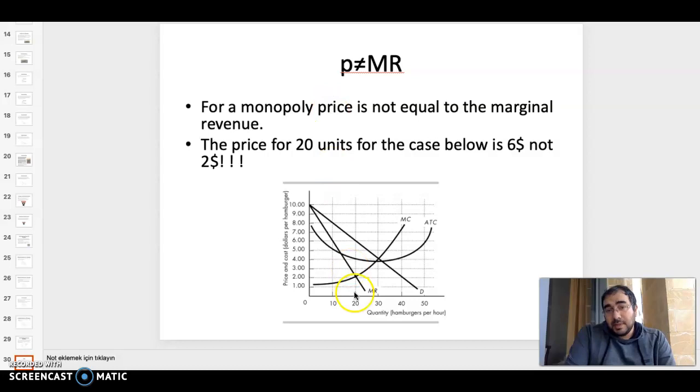Which basically means the price at which the monopoly is selling is not equal to the marginal revenue of the monopoly. So for example, for this monopoly, the profit maximizing point is 20 units, at which the price is $6. However, the marginal revenue at this point is $2.